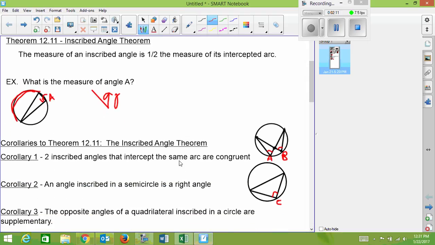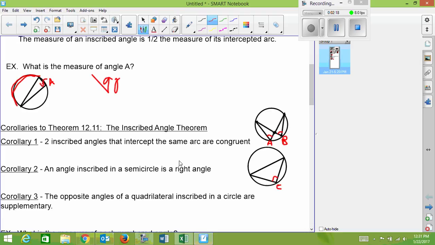Then we have three corollaries to go with this theorem 12.11, the inscribed angle theorem. Corollary 1 says that two inscribed angles that intercept the same arc are congruent. You can see here I have two inscribed angles. If you look at angles A and B, they are intercepting this same arc right here, and because they do that, they have to be congruent.